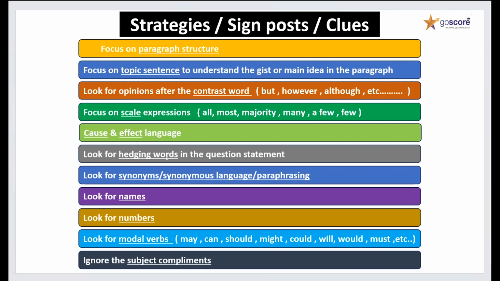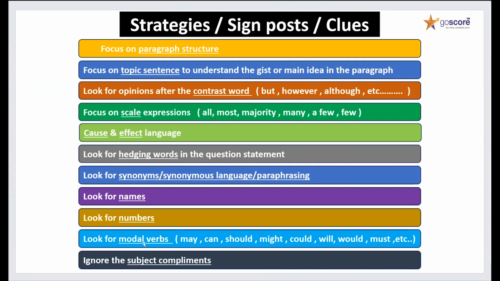Okay. Now look for hedging words in the question statement. When you read the question statement, you need to identify what you need to find in the text. So look for the hedging words, that means the key words in the question statement. Look for synonyms, synonymous language, and paraphrasing. Then look for names. This we have already discussed in the previous sessions. Look for names, the name of a body part, any equipment, all those things come under names.